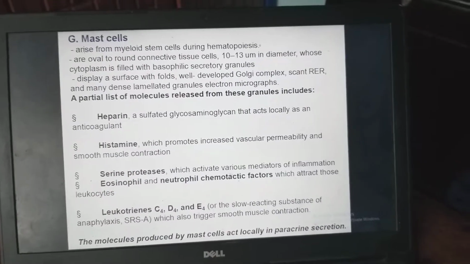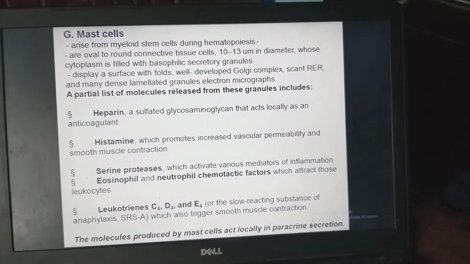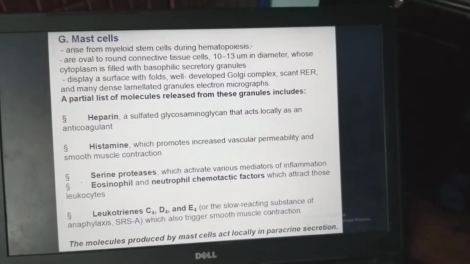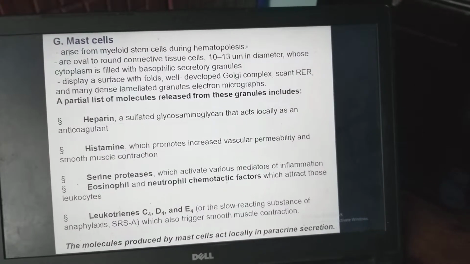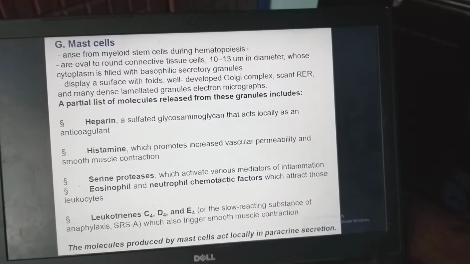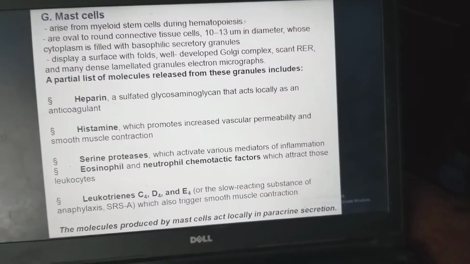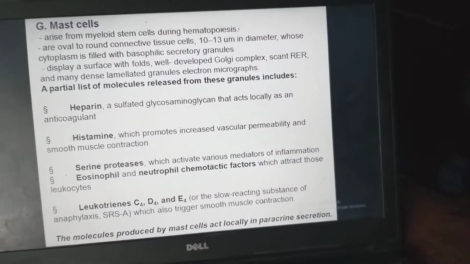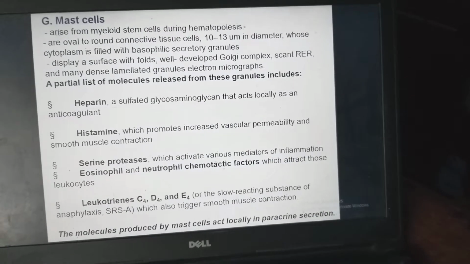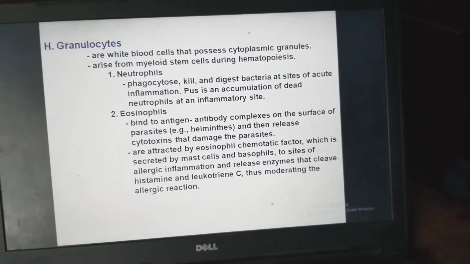The other are mast cells. Mast cells are activated basophils which produce heparin, histamine, serine, eosinophil and neutrophil chemotactic factors, and different leukotrienes, C, D, E, different kinds. The molecules produced by mast cells act locally in paracrine secretion.